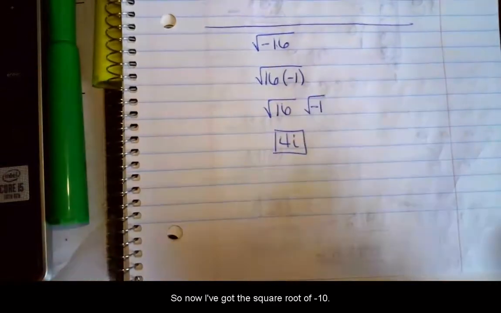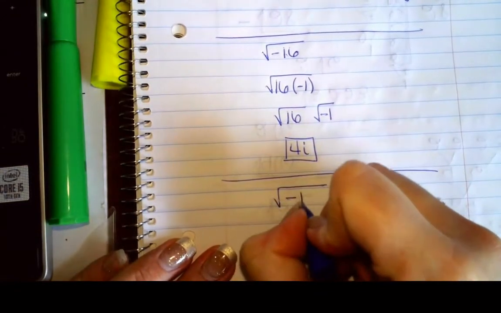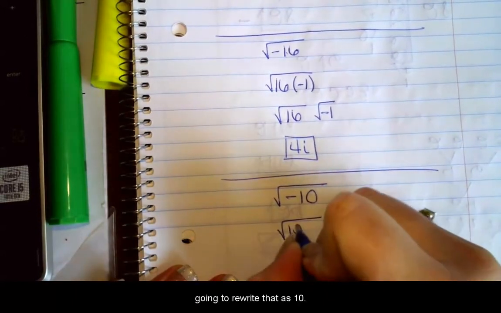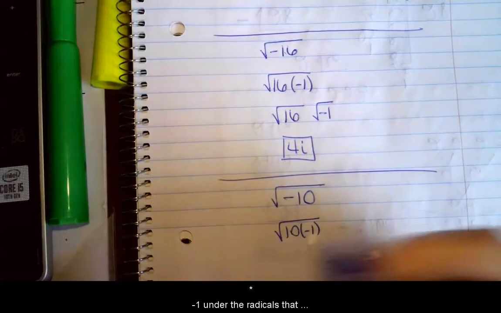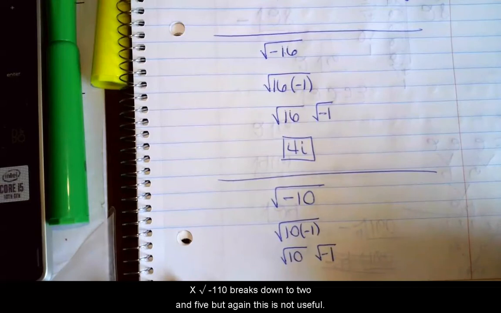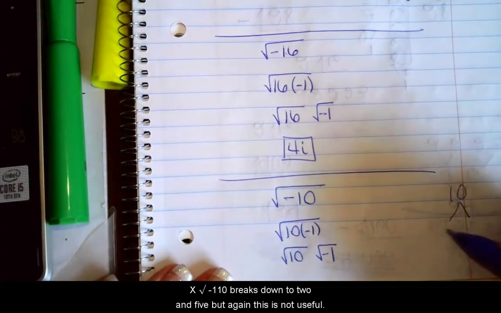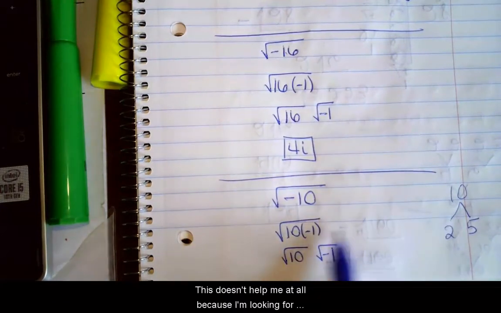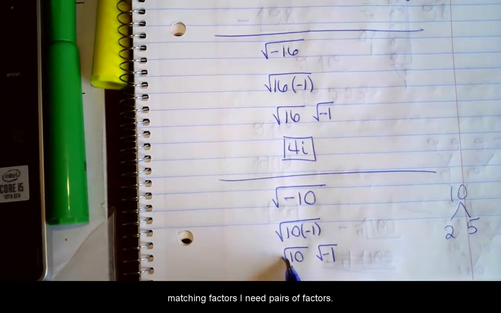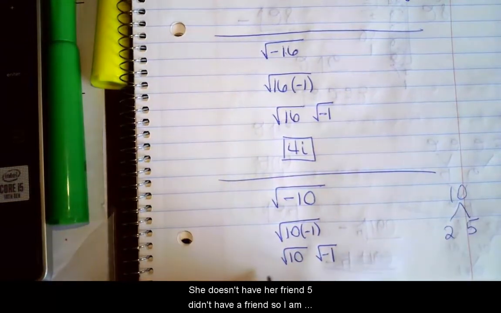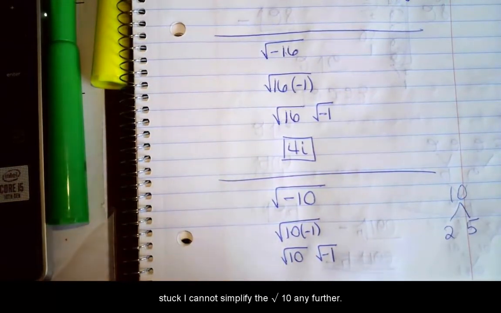Now I've got the square root of -10. Immediately I see that negative under the radical. That tells me I better do something about it. So I'm going to rewrite that as 10 times -1 under the radical. That gives me the square root of 10 times the square root of -1. Now 10 breaks down to 2 and 5. But again, this is not useful, because I'm looking for matching factors. I need pairs of factors. 2 doesn't have a friend, 5 doesn't have a friend. So I am stuck. I cannot simplify the square root of 10 any further.